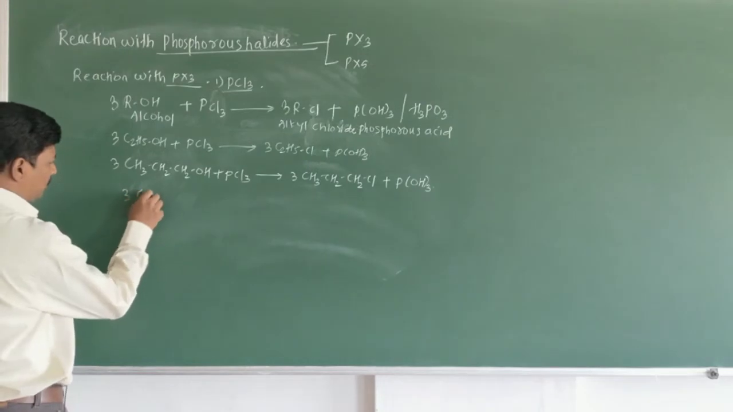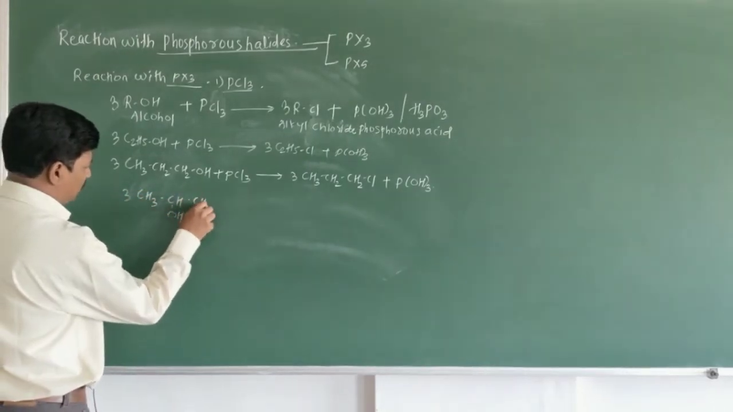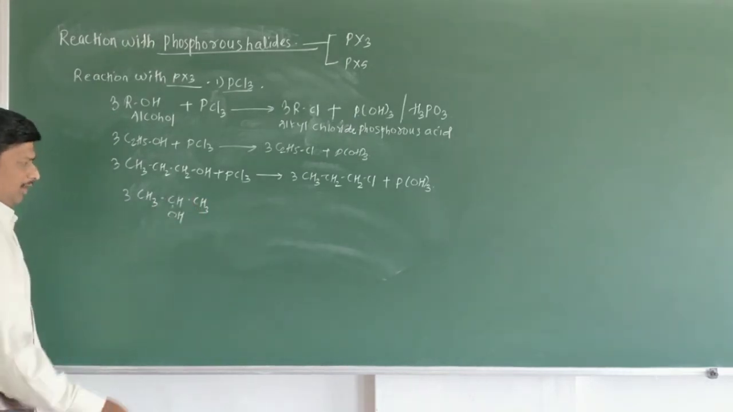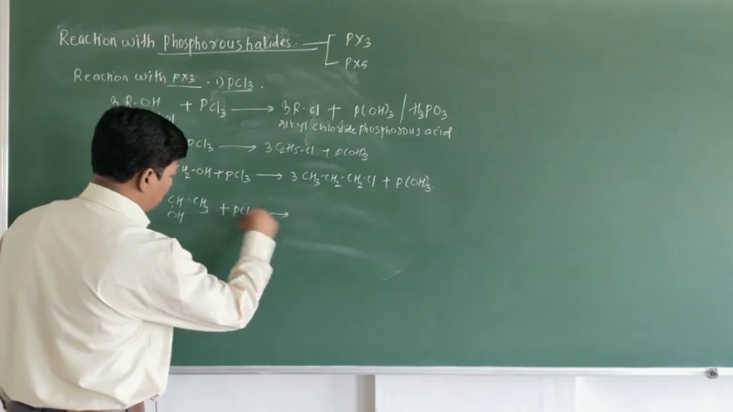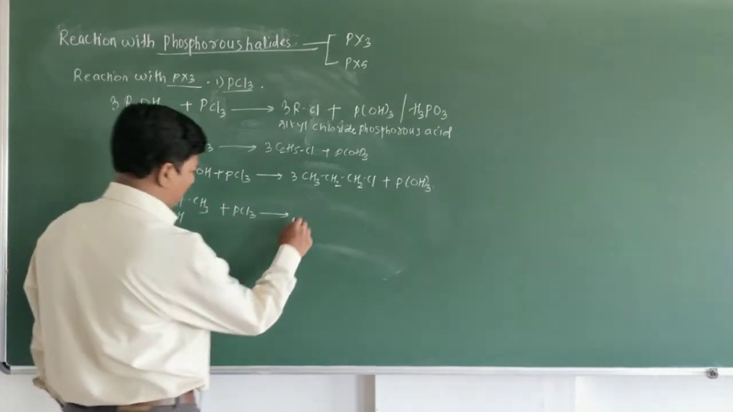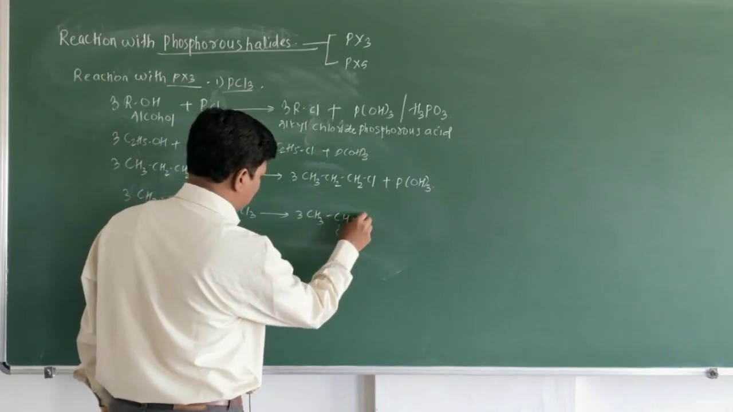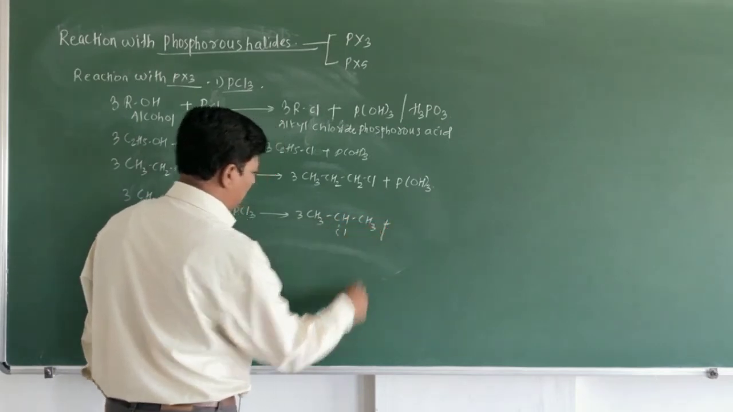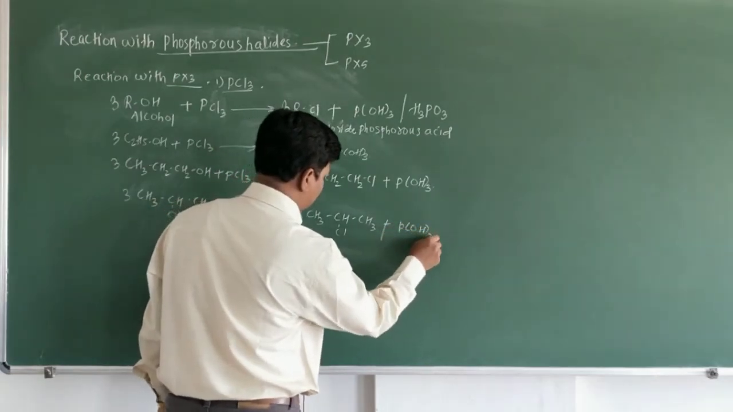Now come to the secondary alcohol. The secondary alcohol is secondary propyl alcohol, or isopropyl alcohol. This isopropyl alcohol reacts with phosphorus trichloride to form CH3CHClCH3. It is isopropyl chloride, and phosphorus acid is formed.